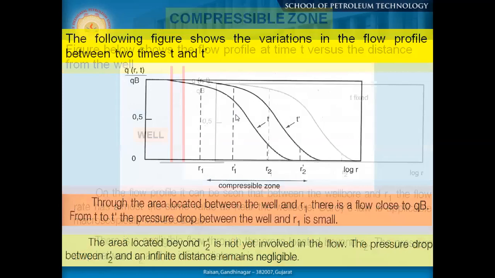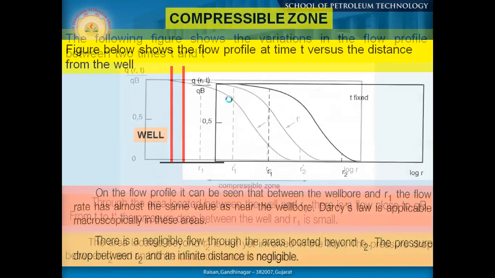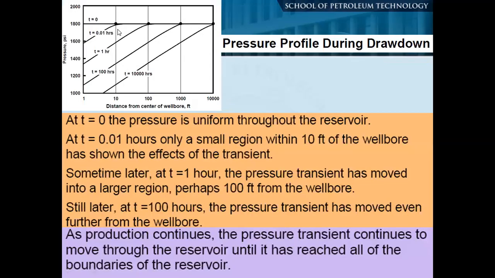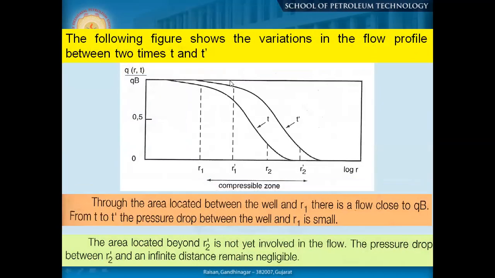Okay, so if I just go for the second, now you see this is T and this is T dot, the same time. That means what we have discussed earlier, in the first graph. So the pressure pulse is moving, that means the pressure pulse is moving as well as the flow, the contribution of the flow from that specific area is also moving.